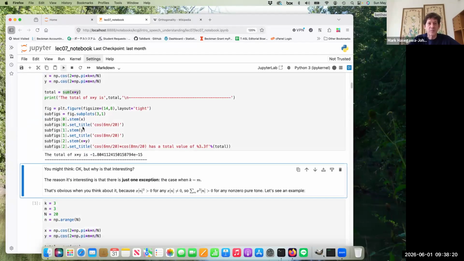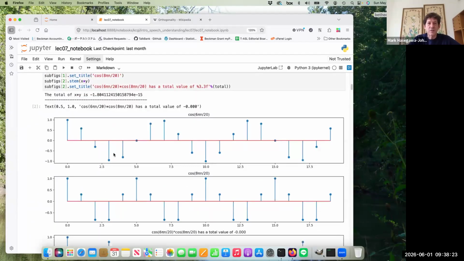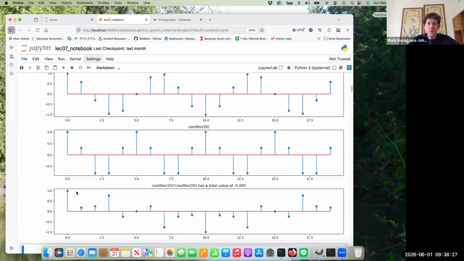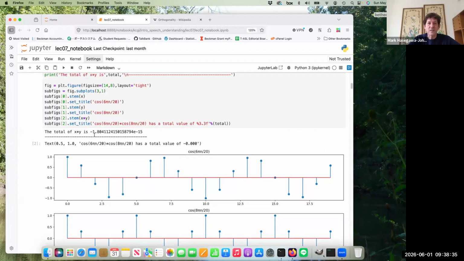Let me just run that and show the result. So here's the 3-period cosine. Here's the 4-period cosine. Here's their product. Notice that their product has a lot of samples that are all over the place. Some are positive, some are negative. But when we add them together, the sum is 10 to the minus 15th power. So the sum is basically 0.